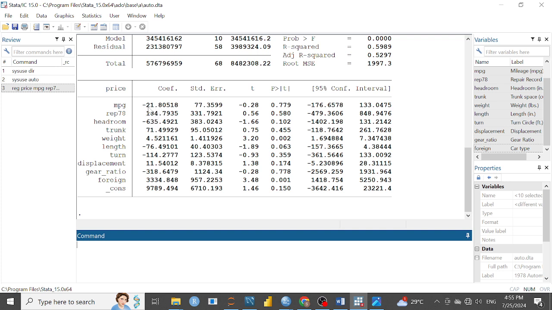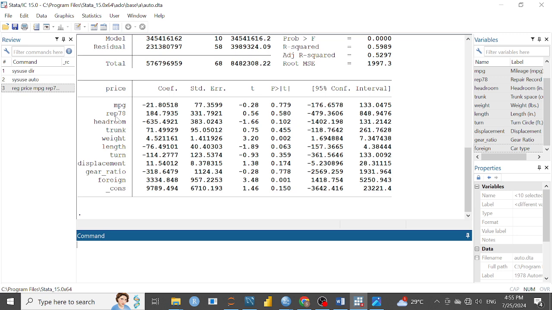So it means the contribution of MPG to the price is on the negative side. It has an inverse relationship with the price. So that's what it means. If we hold all other variables constant, the price is going to be reduced by 21 units. But the p-value shows that it's not significant because this is greater than 0.05. So in this case, the H naught is not going to be rejected.